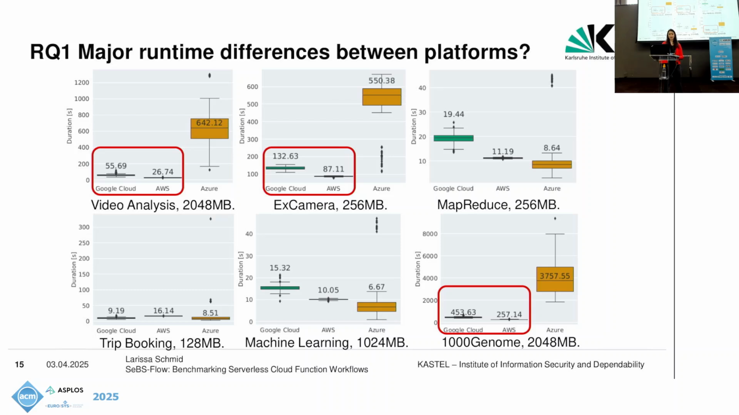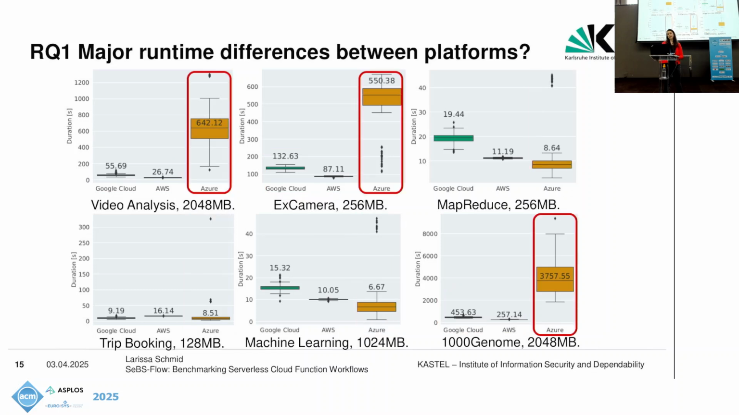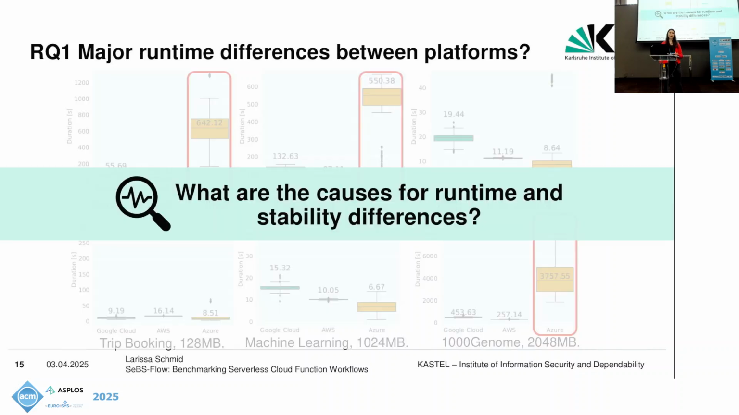it's also not very much slower than AWS on these benchmarks. For the other 3 benchmarks, Azure Durable Functions is the fastest workflow platform, whereas for the other 3 workflows, it is by far the slowest. We can also see that it exhibits the largest amount of performance variance. Naturally, this made us wonder, what are the causes for these runtime and stability differences?